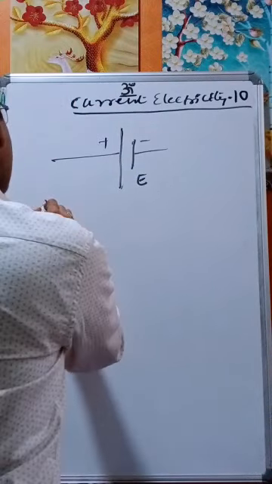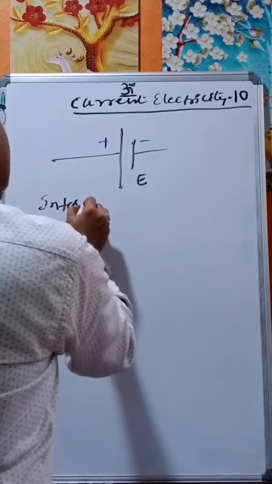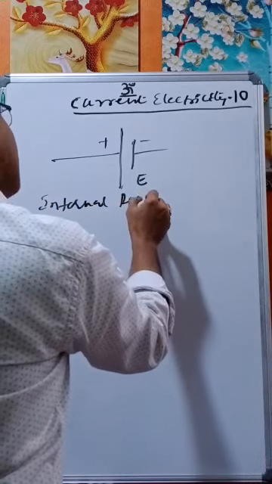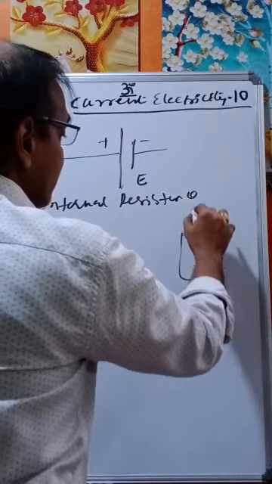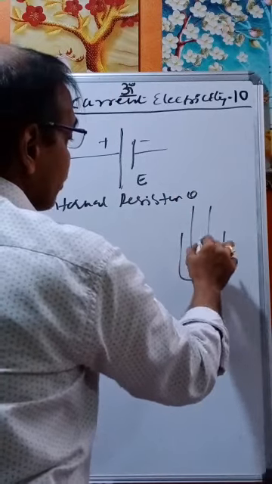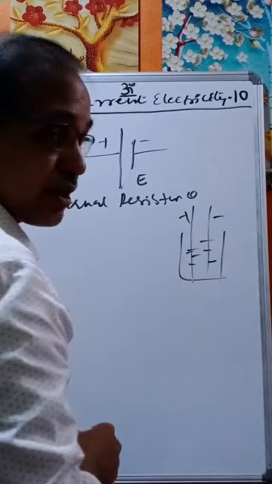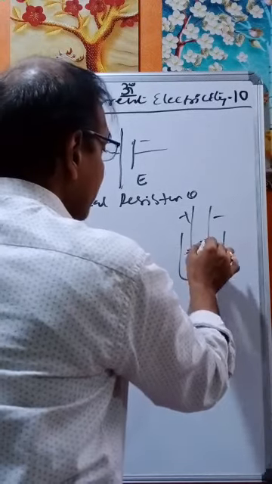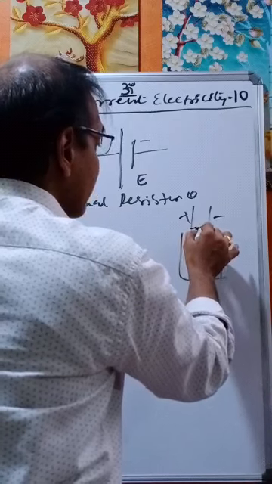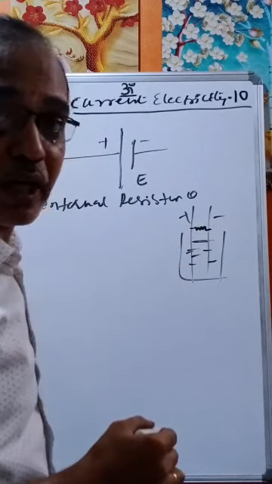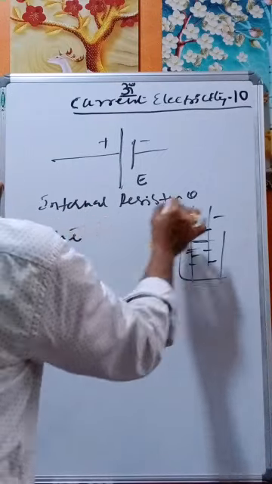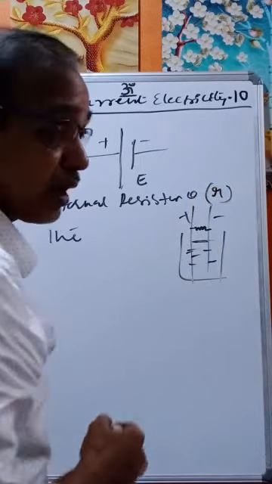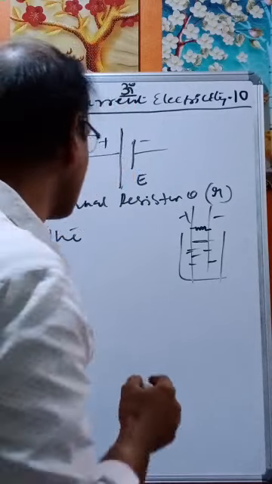Now what is internal resistance? In general, this is a cell. Some electrolyte will be there. This is positive and negative. Due to the flow of these charges, some resistance will be there between the two electrodes. The resistance between the two electrodes is represented by a small r.